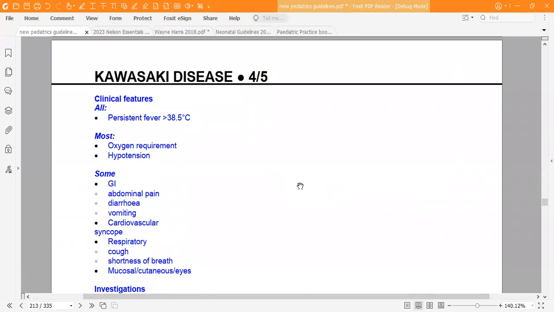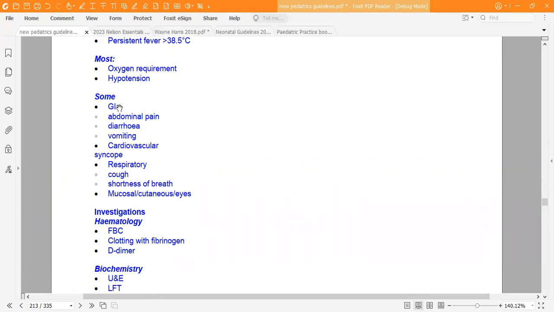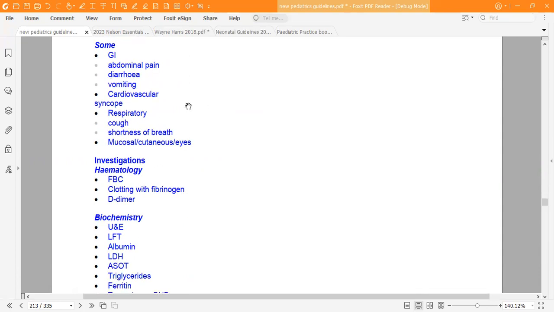The clinical features: all are going to have a persistent fever more than 38.5 centigrade. Most of them will need oxygen requirement and be hypotensive. Some of them will have GIT symptoms, abdominal pain, diarrhea, vomiting, and cardiovascular symptoms as well. Syncope, respiratory cough, shortness of breath, mucocutaneous and eye symptoms.